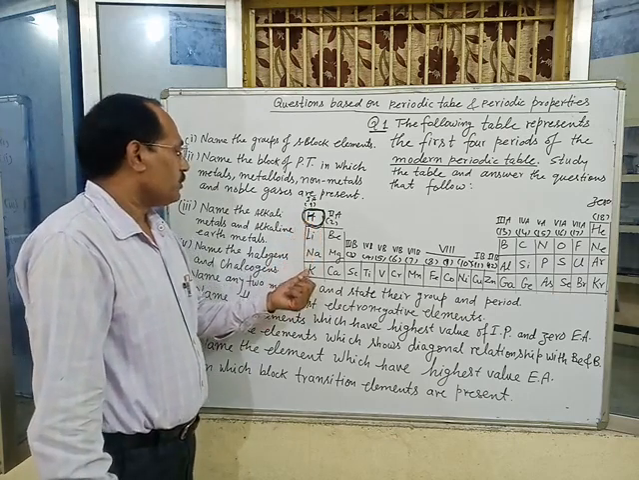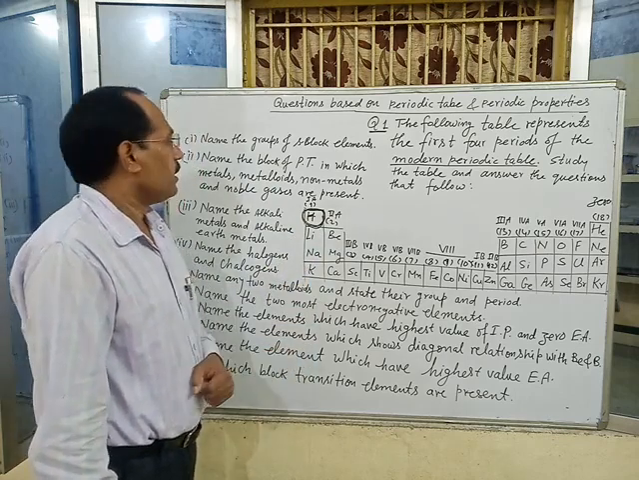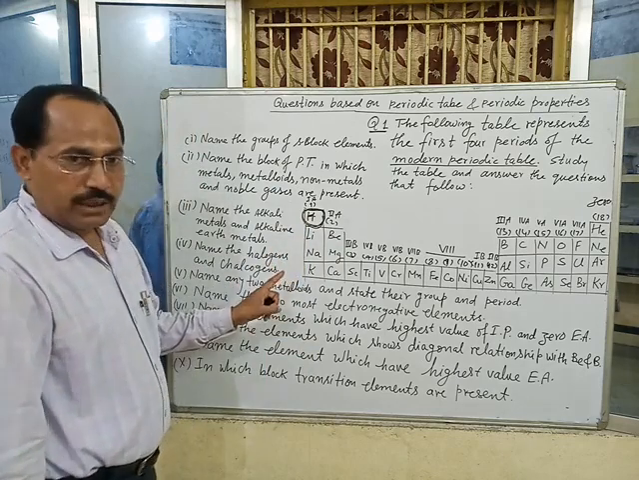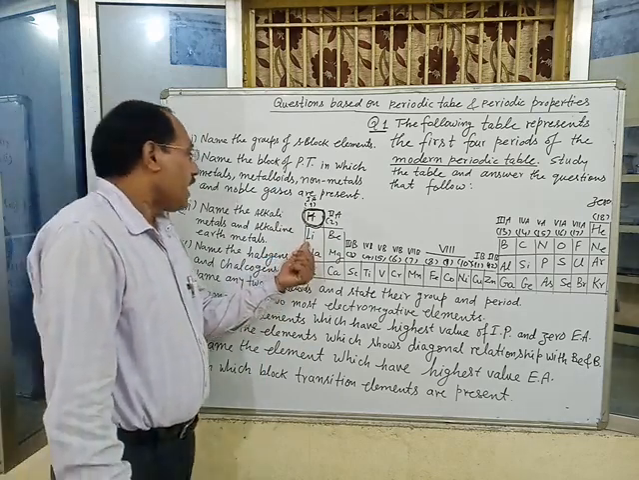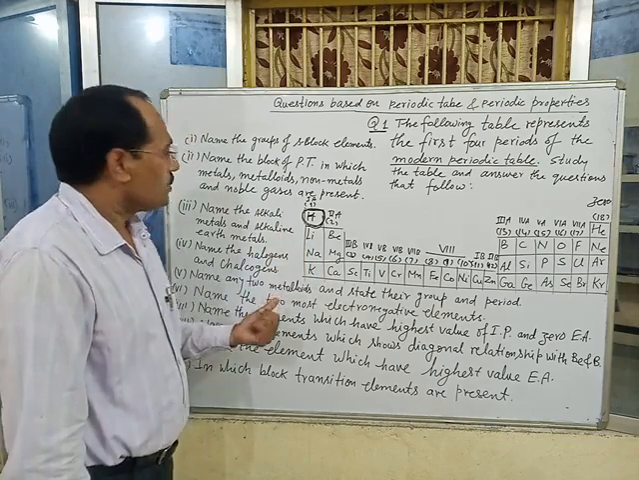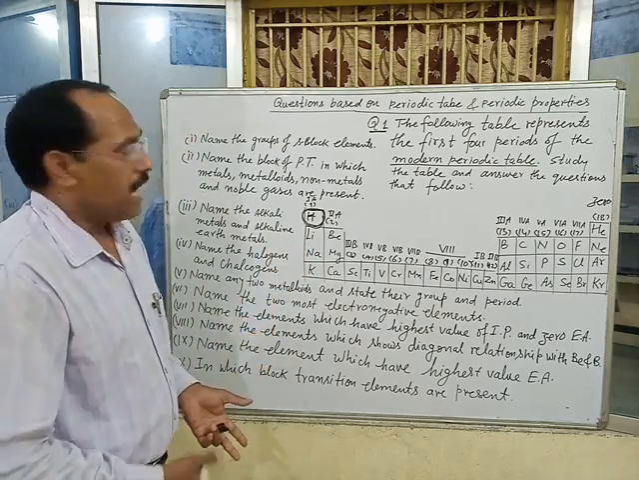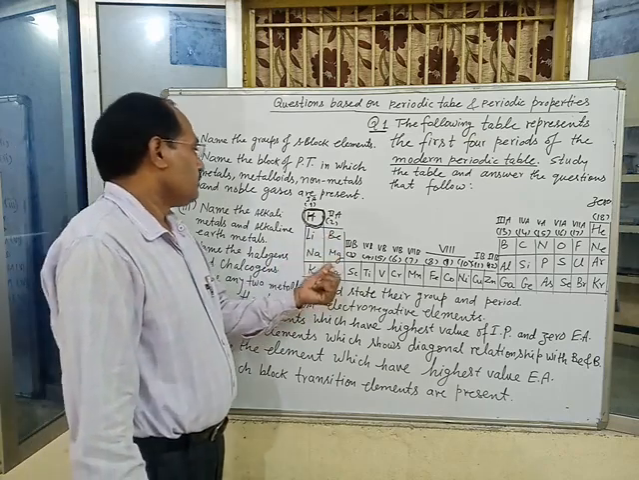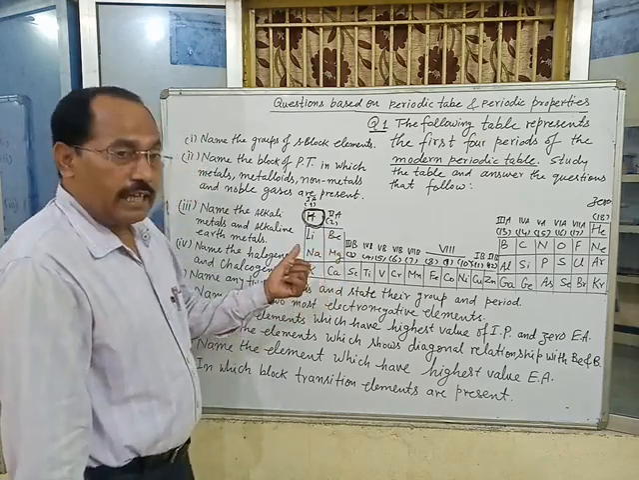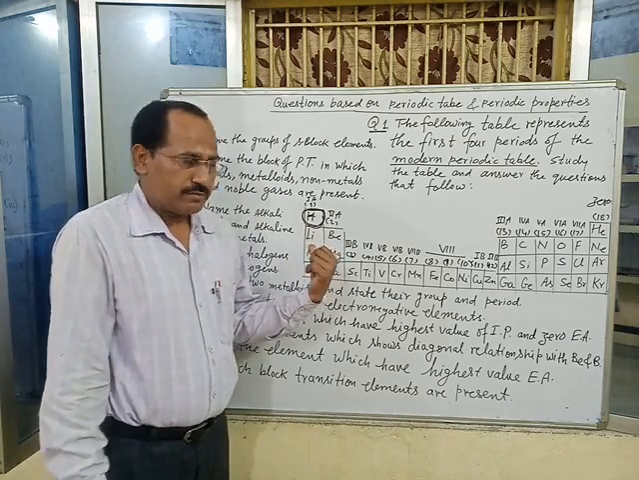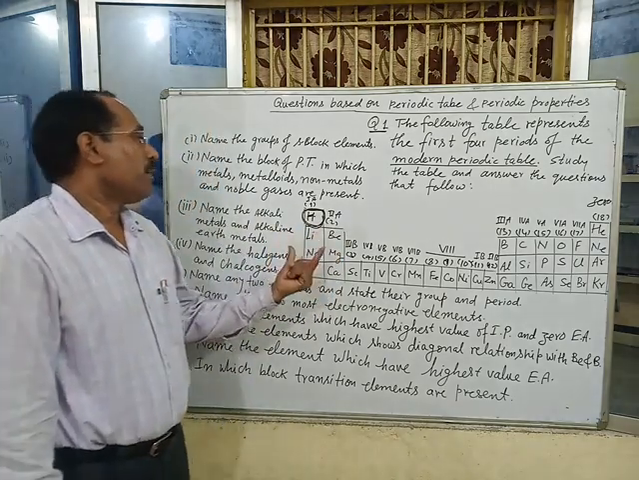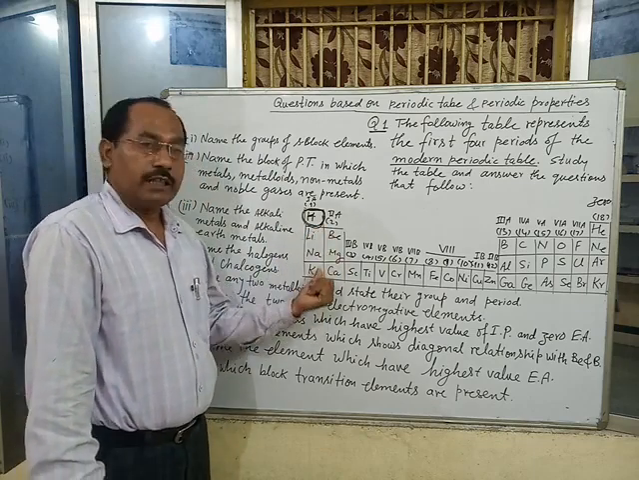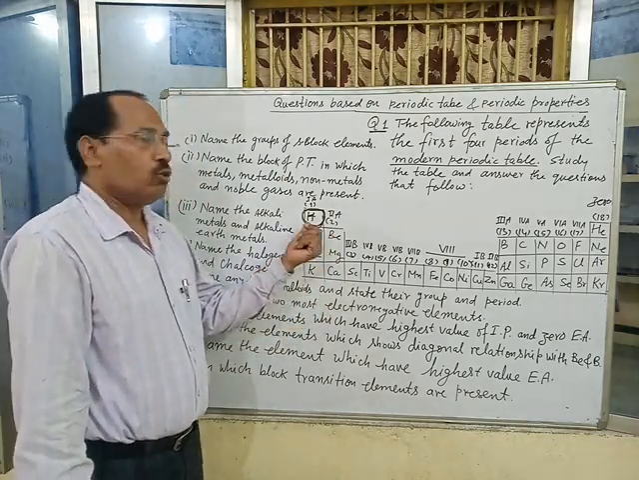Lithium, sodium, potassium, rubidium, cesium, francium are alkali metals. They are alkali metals because they react with water, form strong alkali and liberate hydrogen gas. So they are called alkali metals. Group 2 is known as alkaline earth metals. So in S block, all the alkali metals and all the alkaline earth metals are present along with hydrogen, which is a non-metal.